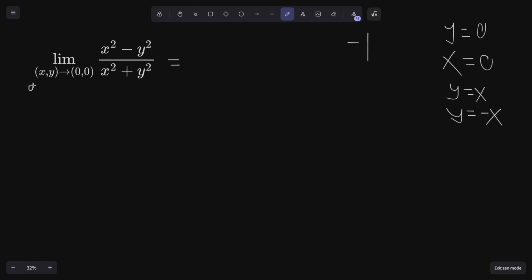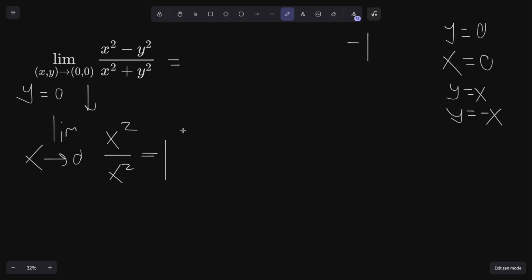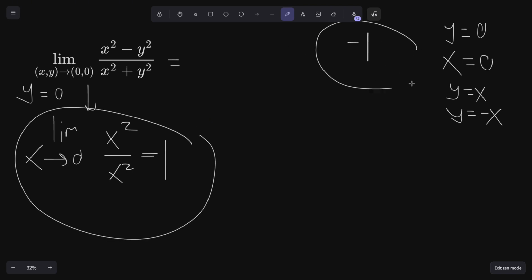So let's approach along y is equal to 0 now. This is going to be the limit as x approaches 0, because we held the y value constant. And when we plug in y is equal to 0 into here, we just get x squared over x squared. That's just going to be equal to 1. And of course, the limit value of 1 is not the same as the limit approaching along x is equal to 0. And so the limit does not exist. You see, this is just a method to see if the limit does not exist, but it does not guarantee that the limit does exist if the values were equal to each other.